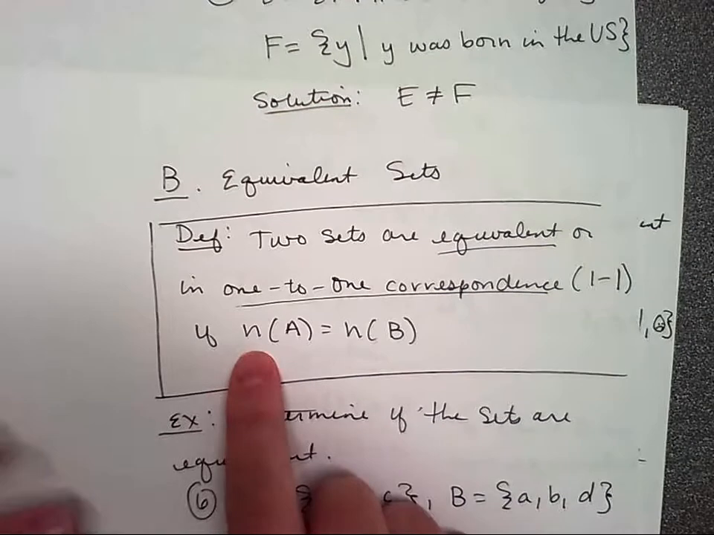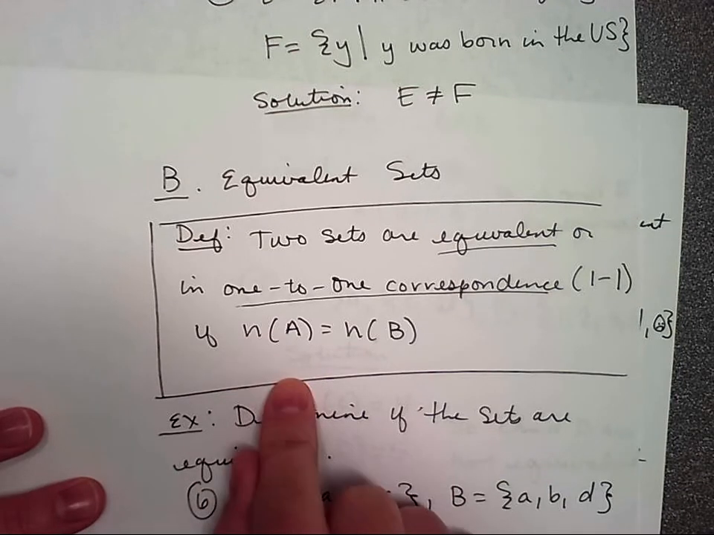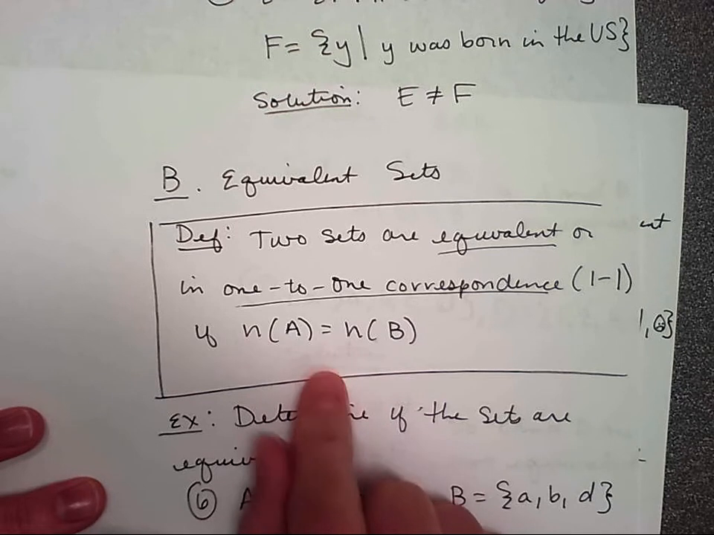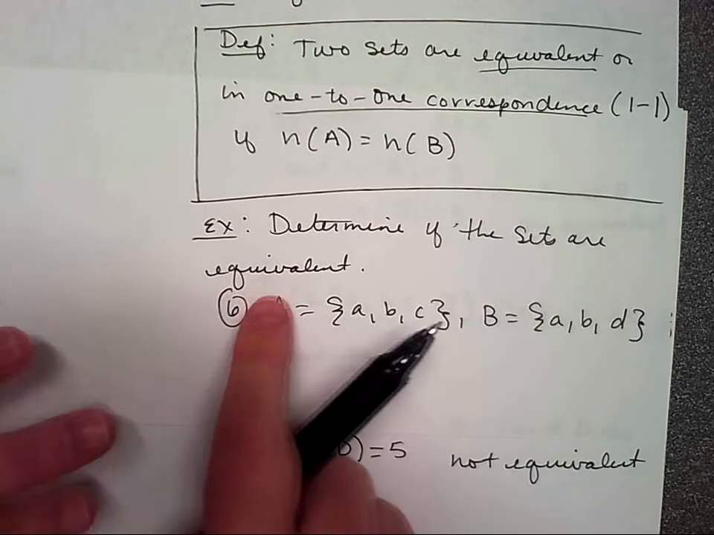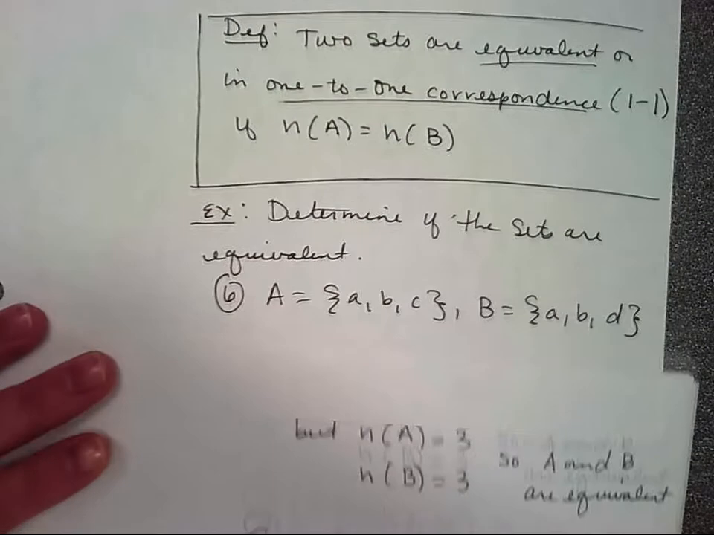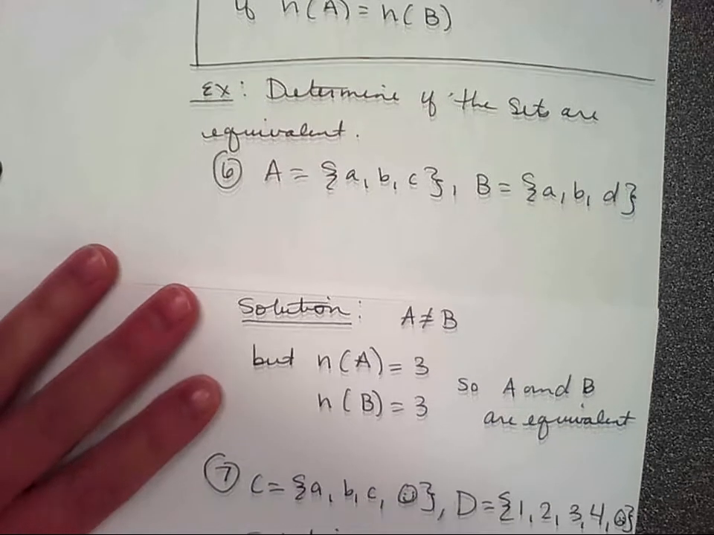Good. So this n of A, n of B, this is the cardinal number of A, the number of elements of the set A. And this is n of B. This means the cardinal number or the number of elements of B. And we said determine if the sets are equivalent. So in order to determine if sets are equivalent, we need to see how many elements are in each set. And we did that by simply counting, right?